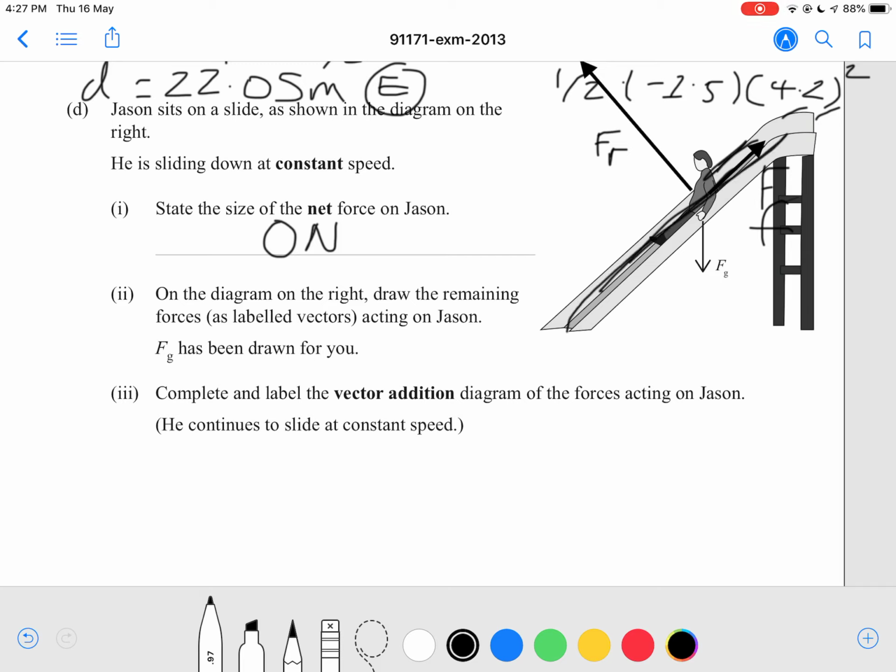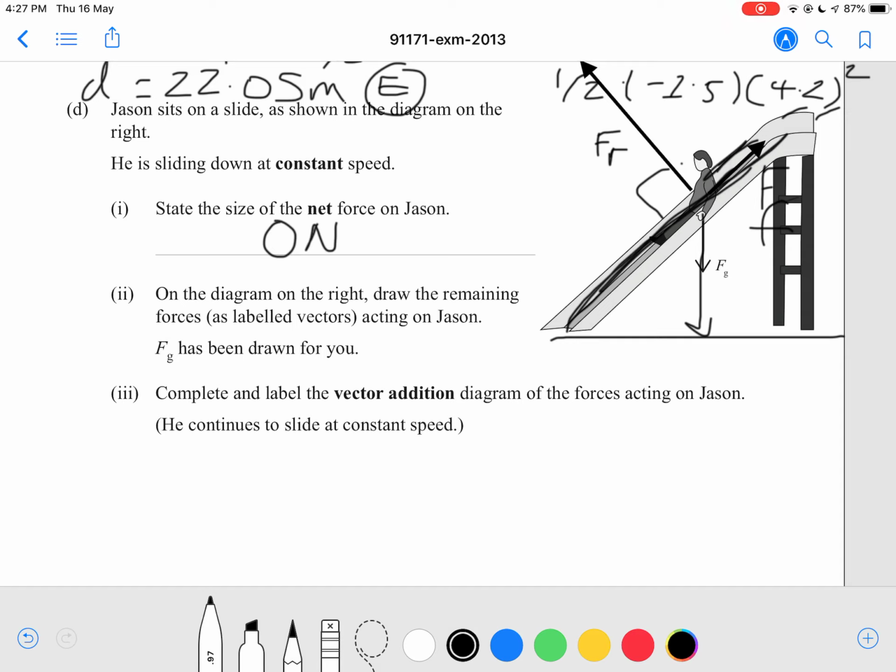So you see the slide here? This slide and this arrow should be making 90 degrees. So right here, that should be 90 degrees. Remember, FG is always acting downwards. So 90 degrees from here, that should be acting down, 90 degrees from the ground.